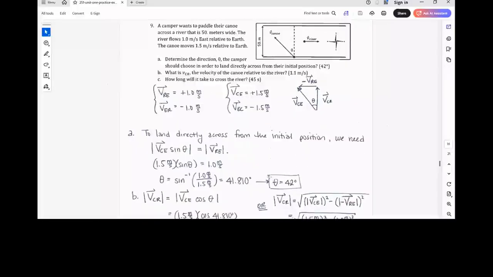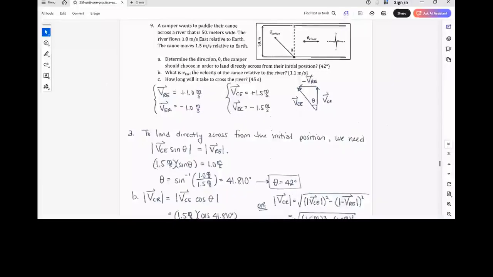This is a relative velocity problem. A camper wants to paddle their canoe across a river that's 50 meters wide. The river flows 1.0 meter per second east relative to Earth. The canoe moves 1.5 meters per second relative to Earth. And we can see here in our diagram, the canoe is angled with respect to this dashed line. So that's just the line directly across the river.